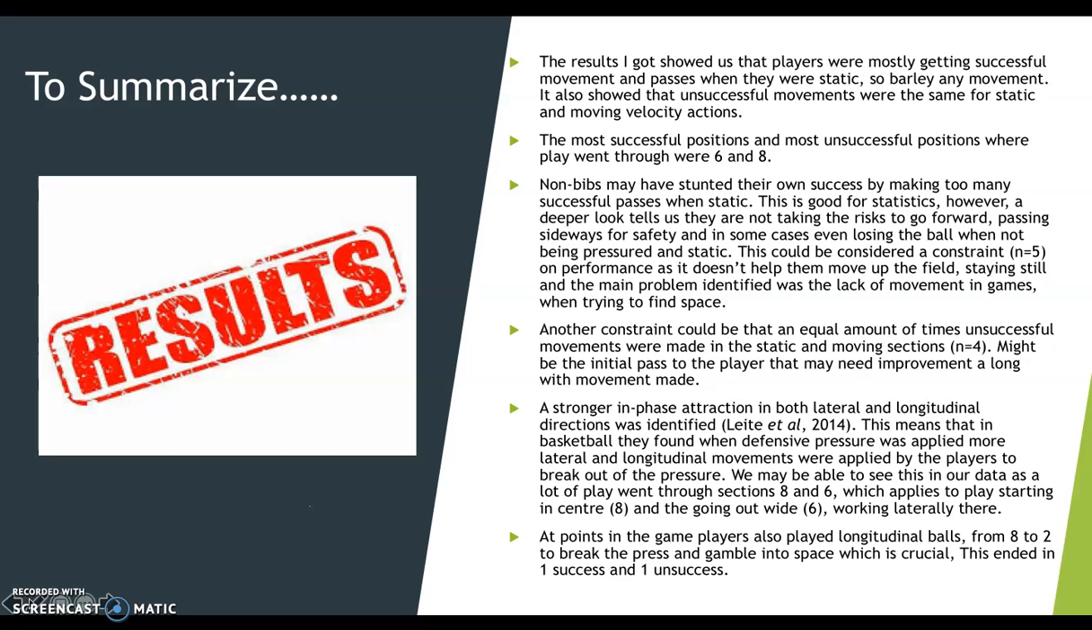We may be able to see this in our data, as when playing through sections 8 and 6, which applies to the centre and then going out wide, working laterally. At this point in the game, players play long balls from 8 to 2 to break the press and gamble into space, which is crucial. This ended in 1 success and 1 unsuccess.